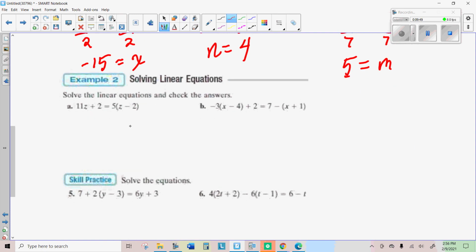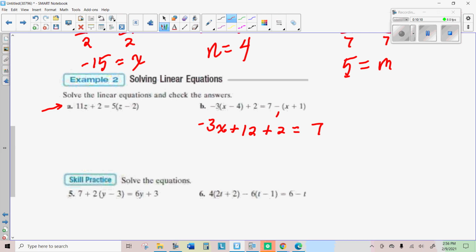So I'll let you do A. I'll do B with you first. Show you what I would do. But first I would clear the parentheses. So I would do negative 3 times x. Negative 3 times negative 4 is positive 12, plus 2. If I were you, I would show all the work you can.